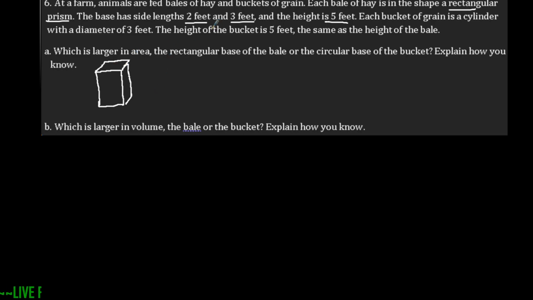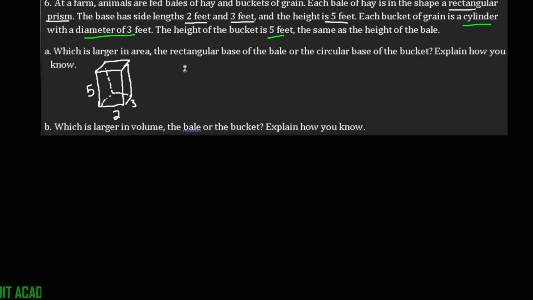Perfect. And let's label, so it has a base, and we can actually do that dashed line. Give it some depth. All right, so we're going to say we have side lengths of 2 and 3 on the base, and its height is 5. So make sure you have that outside of the prism is 5. All right, so we got our rectangular prism. Now let's draw our cylinder. The bucket is a cylinder, and it has a diameter of 3 and a height of 5.